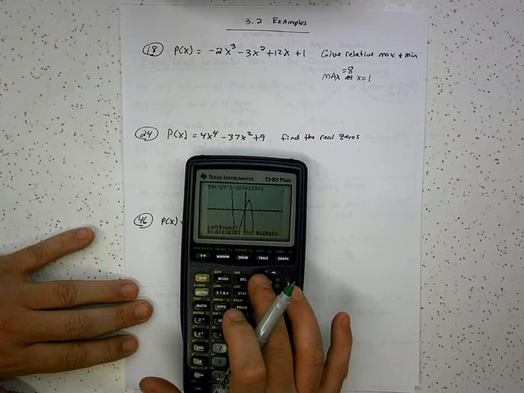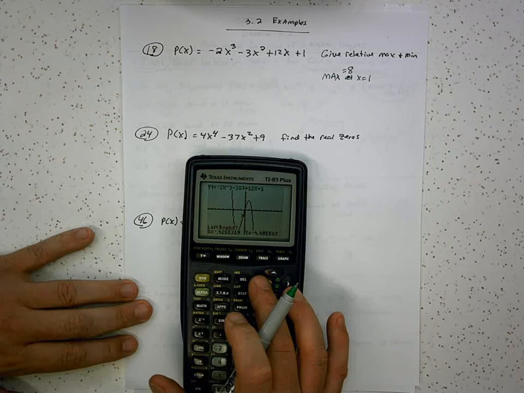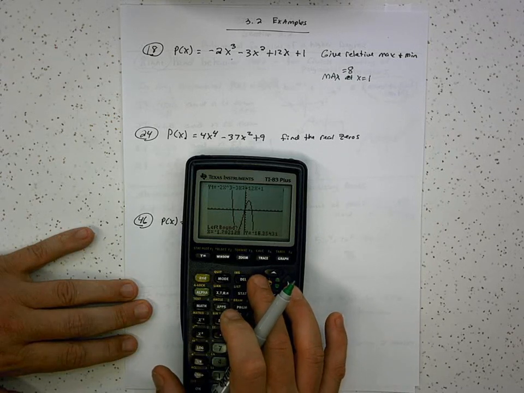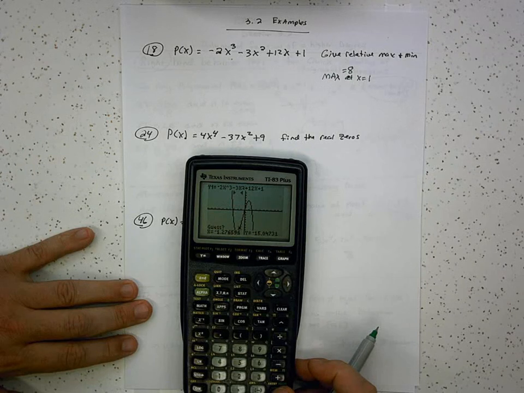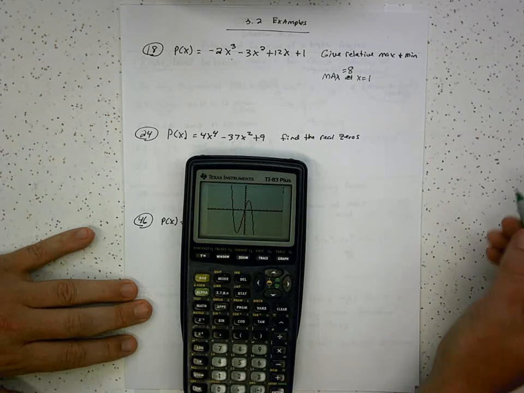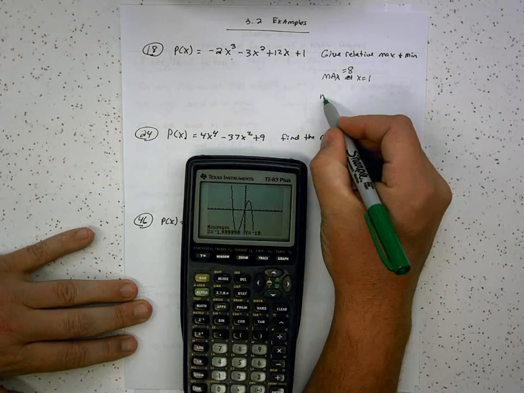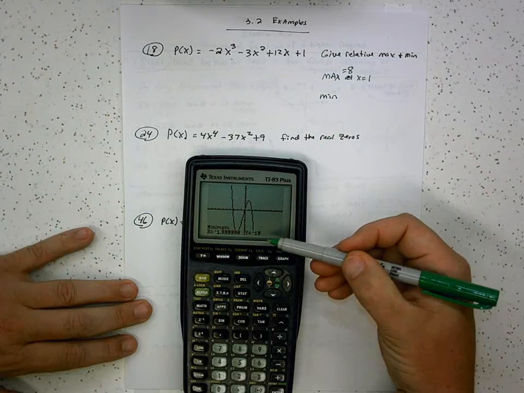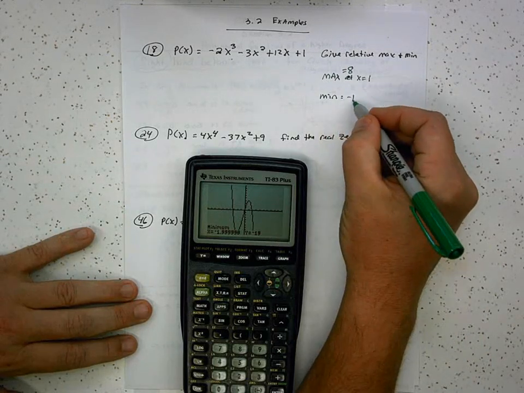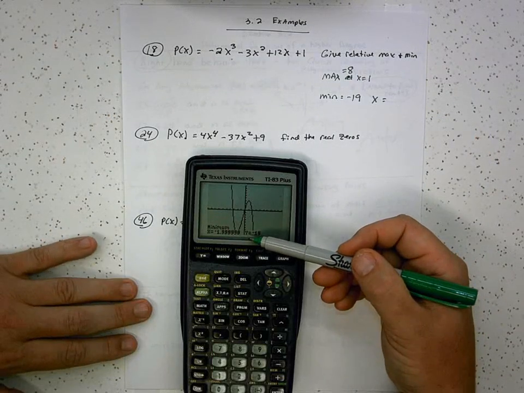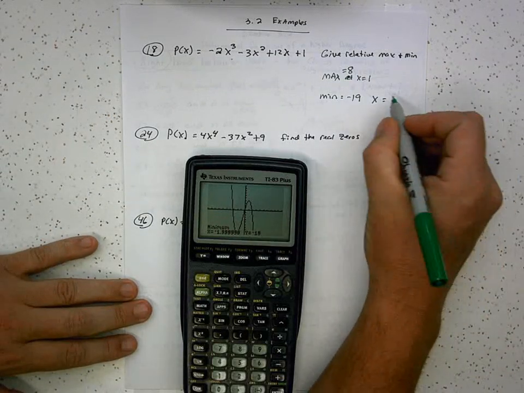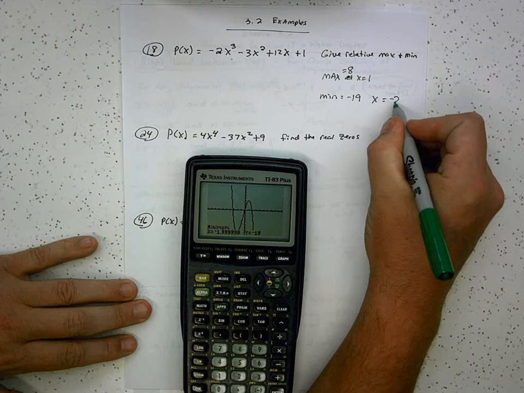Now again, I go left to right. So left bound, I've got to get to the left side of that. Hit enter. Right bound, I'm going to trace it over to the right side of that. Hit enter and have it guess. So the relative minimum is equal to negative 19, and it happens at x equals, now it says negative 1.99999. I'm guessing that's going to be negative 2.